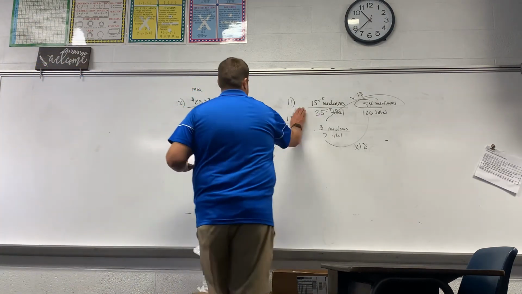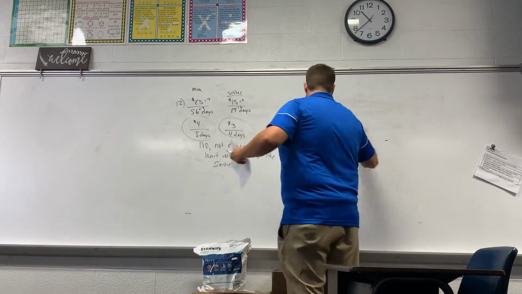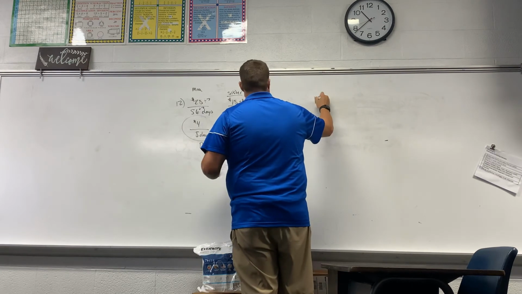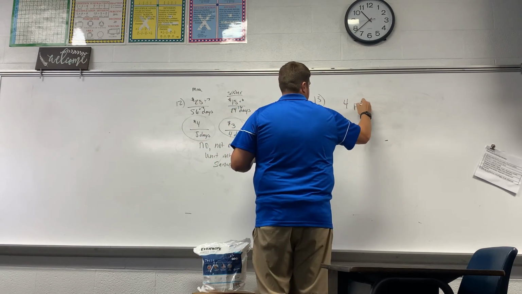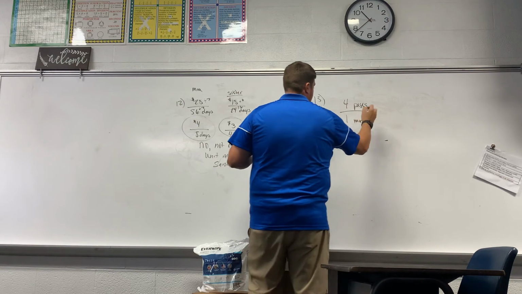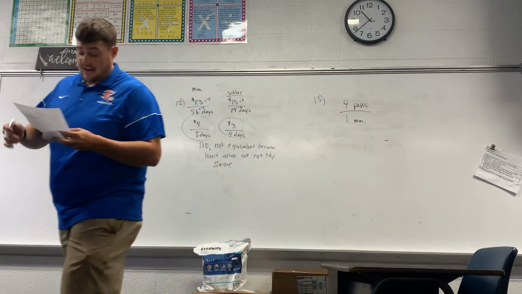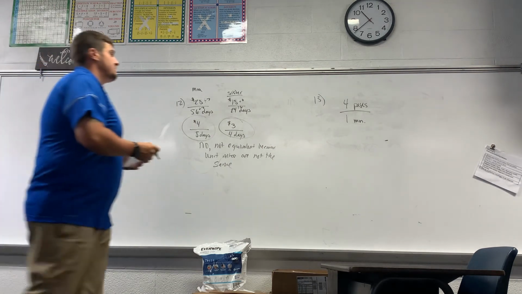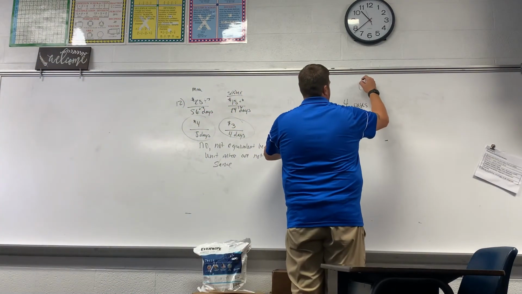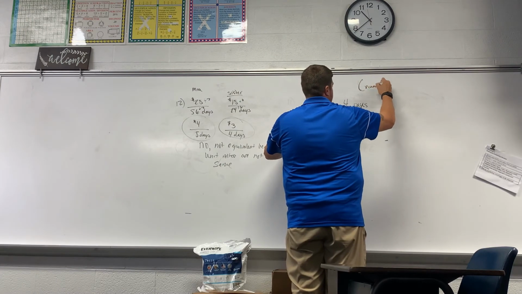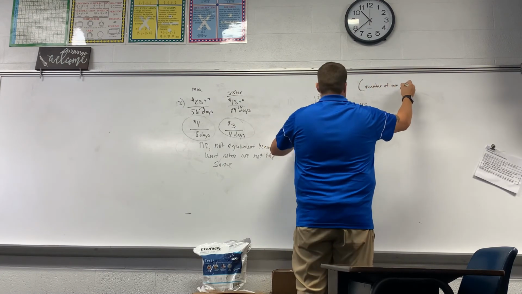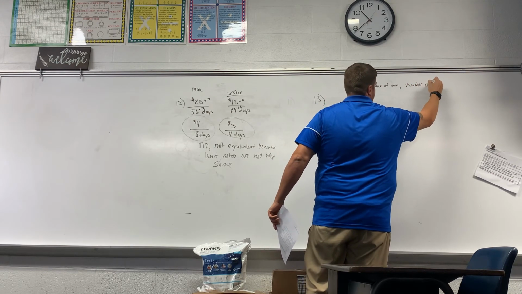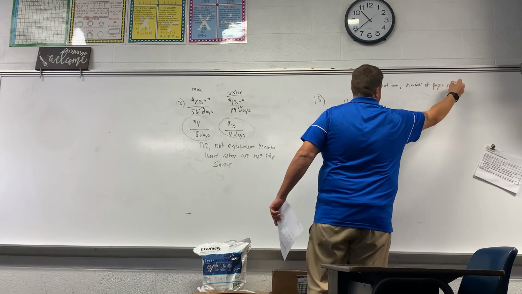Okay, 13. Luke can read 4 pages in 1 minute. So 4 pages, 1 minute. The good thing is it's already broken down. That's a unit rate. That's his rate every time. So write the ordered pairs. X is our number of minutes, and our Y is the number of pages read.